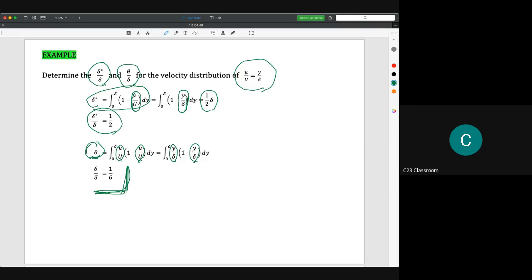Okay. For this situation, y over delta will equal 1 over 2. So it's not applicable to every situation, right? It depends on your velocity distribution. Every time you get a velocity distribution, you need to start with this equation.